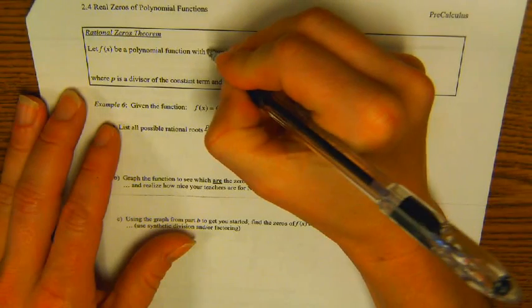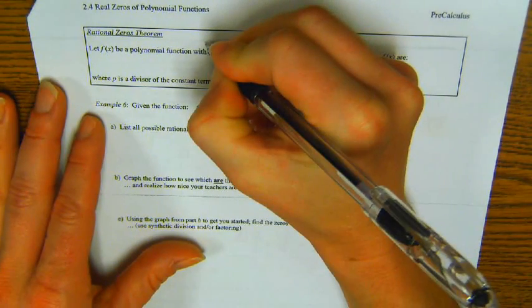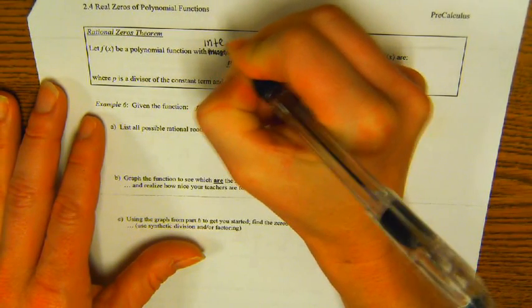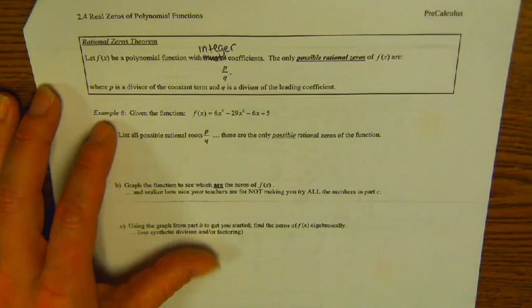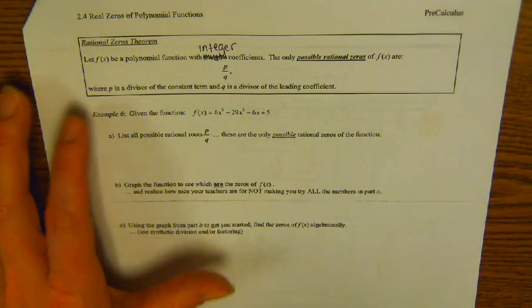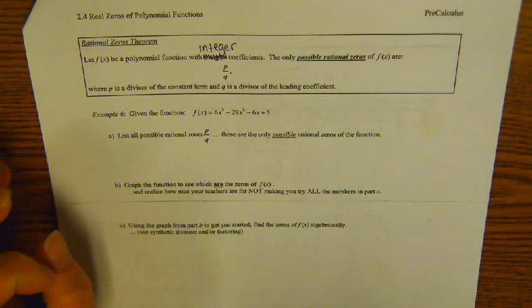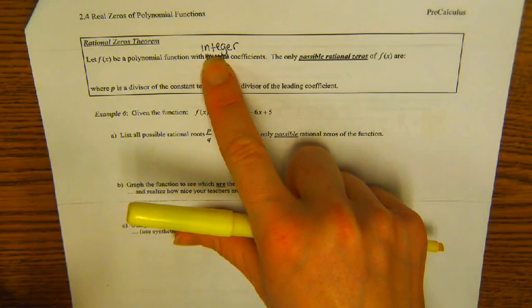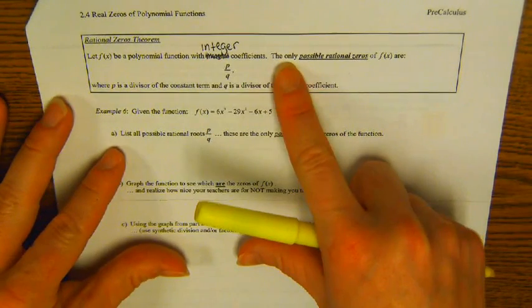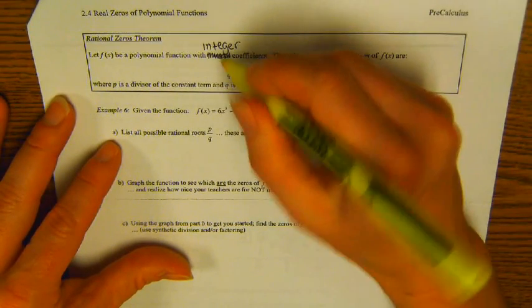First of all, this is a typo. It says integral. This should be integer coefficient. So integer coefficients means whole numbers and their opposites. So when the polynomial has whole number or negative whole number coefficients, then the only possible rational zeros of the function are P over Q.